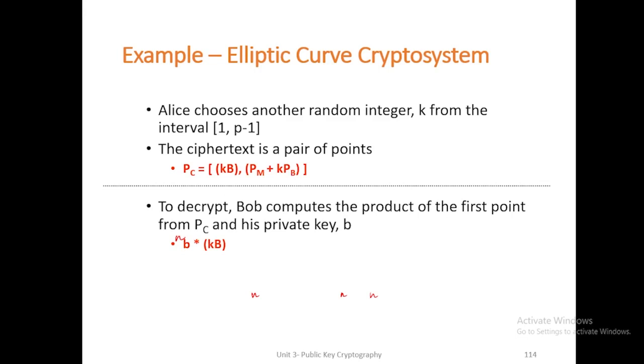We are in need of doing decryption. For decrypting, the receiver computes the value with the help of his own private key. I already discussed that the private key is used for decryption and the signature generation process. Here Bob uses his own private key nB for decryption. He received two values: the first value kB, and the second value PM plus k times PB.